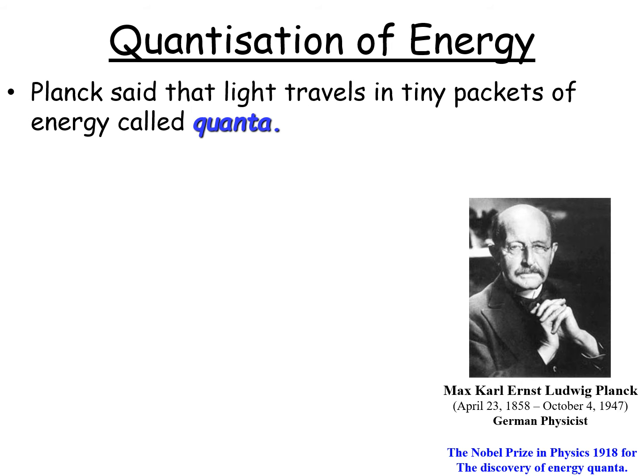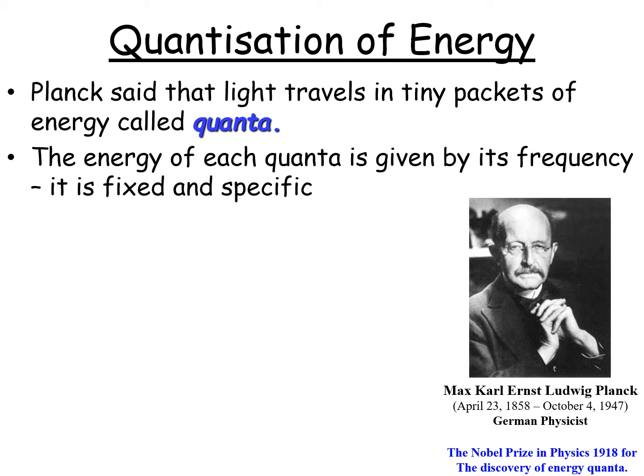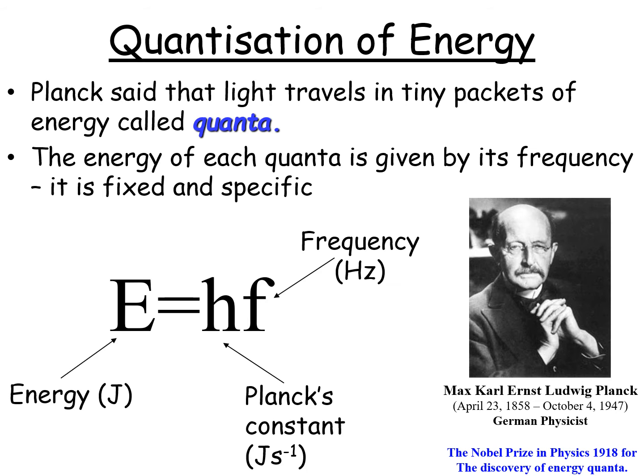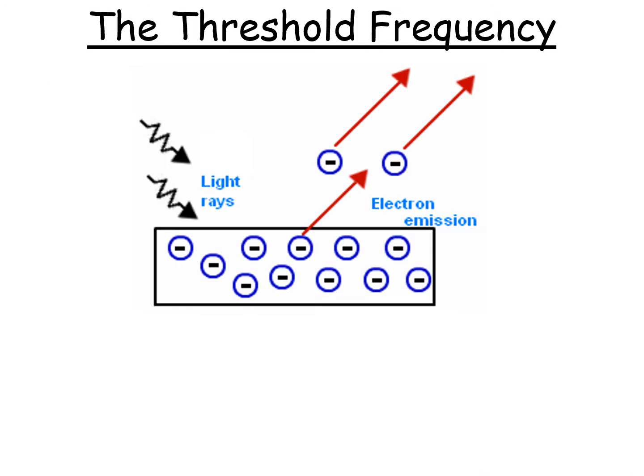So just to remind you, Planck said that light travels in tiny packets of energy called quanta, and that the energy of each quanta is given by its frequency. It's a fixed and specific amount, which you can calculate given by this equation, E is equal to hf. Make sure you can find this equation in your relationship sheet. And let's look at how to apply this.